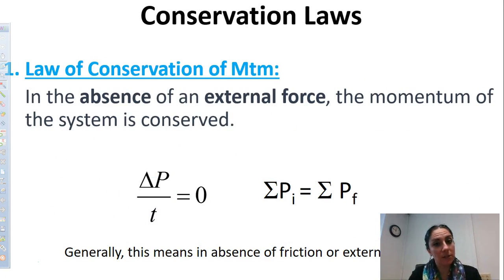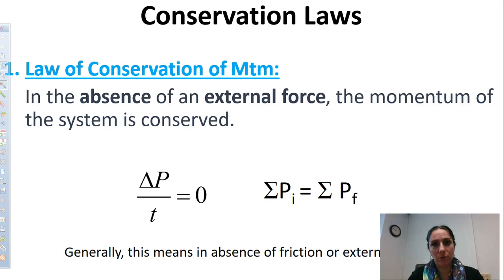So basically, in the absence of an external force, the momentum of a system is conserved. I can write this mathematically two ways. The first way, which we're going to use most often, is that the total initial momentum of the system has to equal the total final momentum of the system. Essentially, this also says that the change of momentum of the system is zero. In other words, the two values are the same.